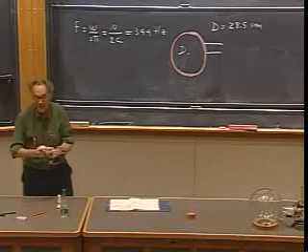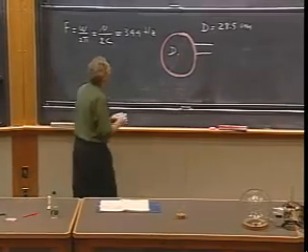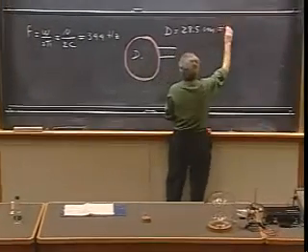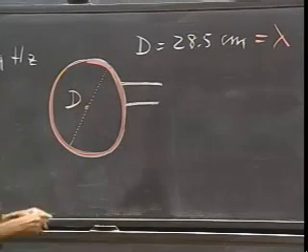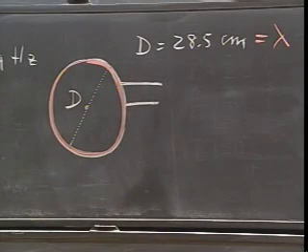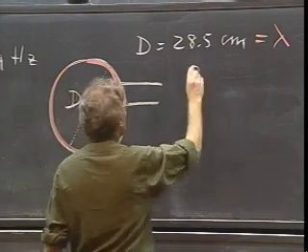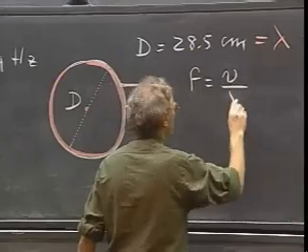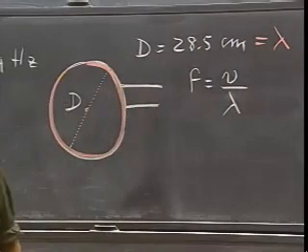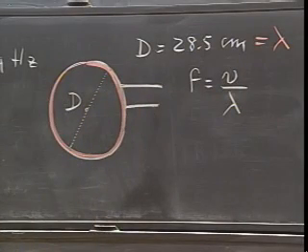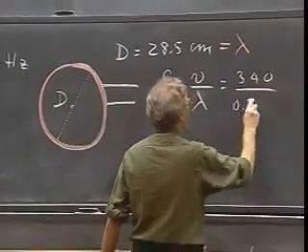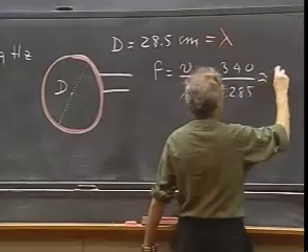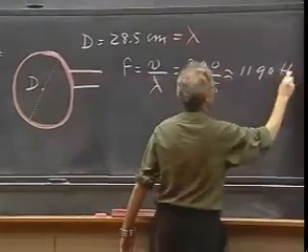Knowing that, I said to Marcos, well, that means that lambda must be 28.5 centimeters, because from node to node to node is one whole wavelength. And so I made the prediction that the frequency f, which of course is the speed of sound divided by lambda, would be 340 divided by 0.285, and that is something like 1190 hertz.